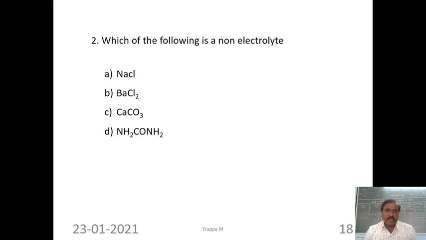Next I will ask another question. Which of the following is a non-electrolyte? It is a simple question, as we have already covered electrolytes and non-electrolytes. You are given 4 answers: one is NaCl, another is BaCl2, C is CaCO3, and D is NH2CONH2. For this question, the non-electrolyte is urea, whose formula is NH2CONH2. The answer is D.